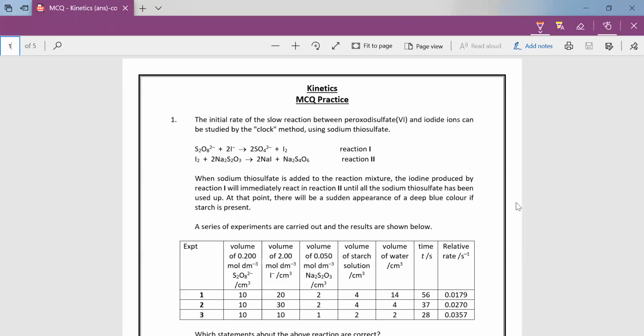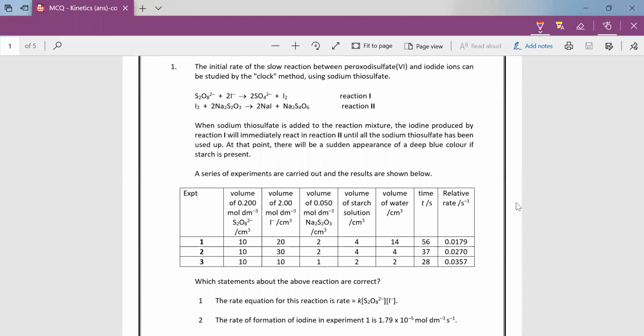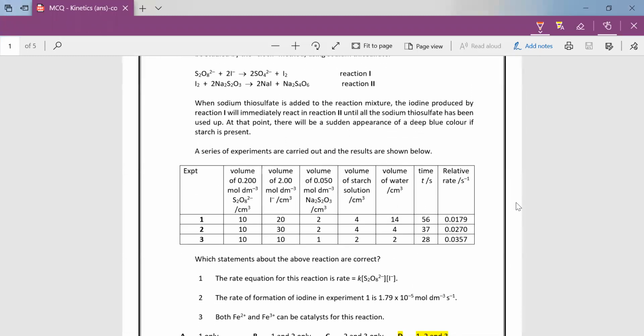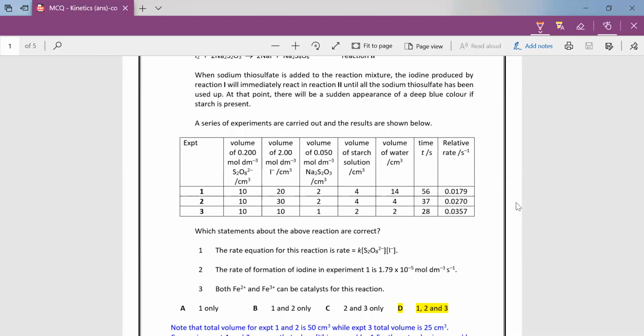Okay, so now we look at this kinetics practice. Okay, so we have this rate of reaction between S2O8 2- and I-. All right, when we use thiosulfate to study the rate of the reaction. Okay, so you can read the whole question, and then they ask which statement about the above reactions are actually correct. Okay, actually all three are correct.